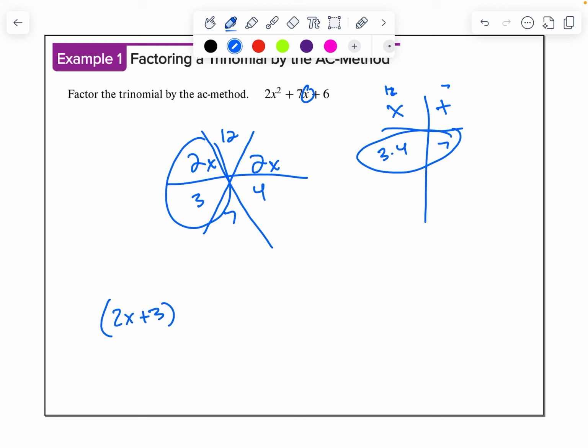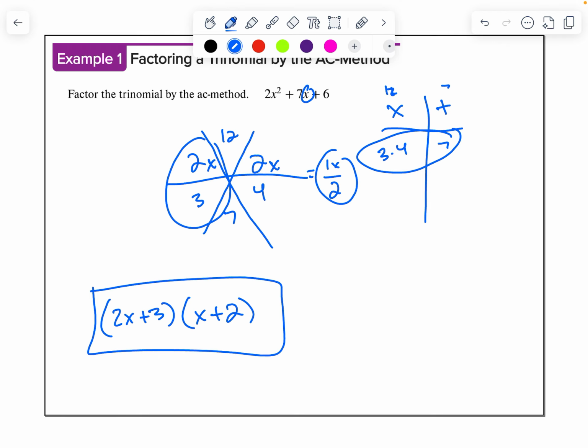Can you simplify 2 over 4? Yes, you can. That's 1 over 2. We're simplifying it just like a fraction. We're just trying to divide the top and bottom by the same item. If you could divide the top and bottom by the same item, you should do that. And those are your two factors.